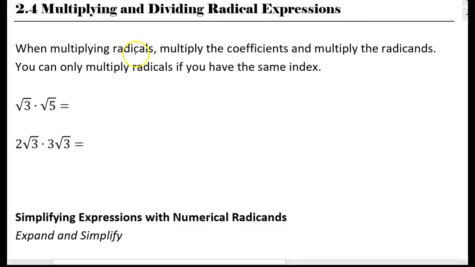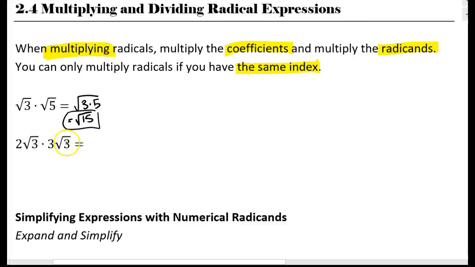So when you multiply radicals, focusing on multiplying first, we multiply the coefficients and you multiply the radicands. Again, radicands are underneath the radical. This only happens if they have the same index. So we see this when we do root 3 multiplied by root 5. What that is actually equivalent to is root 3 times 5, or the root of 15.